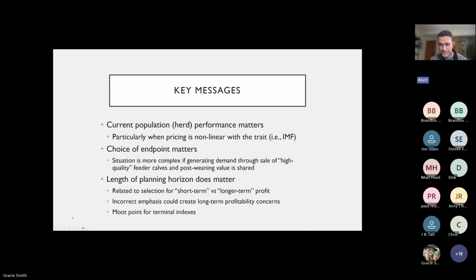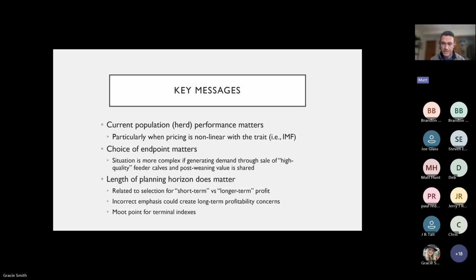So, some key messages here. As you think about indexes and even developing one, current population performance matters, particularly when pricing is nonlinear with the trait. I think IMF or marbling is a great example of that, because I don't necessarily get paid for every one-unit change in IMF. I get paid when it changes enough to cross a threshold to get into a different grade. So that creates the nonlinearity, and knowing where I'm starting from can be important.